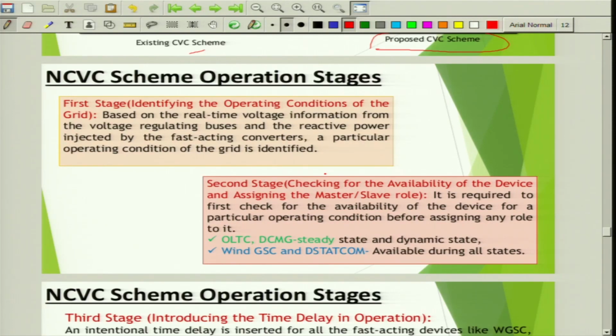Before that, I will help you go through the different stages. The first stage is identifying the operating conditions of the grid: steady state, dynamic state or transient. We will just sense the voltage pertaining to that specific bus, with a PT or similar, get the voltage information, and determine which stage we are in: steady state, dynamic or transient state.